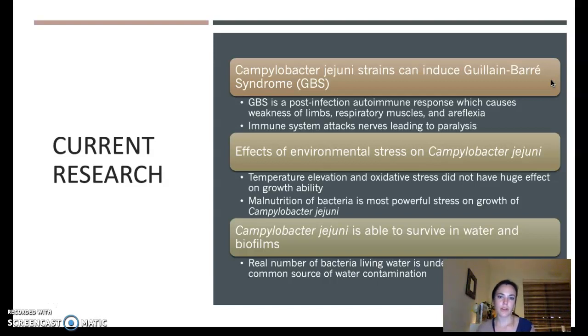They're also researching the effects of environmental stress on Campylobacter jejuni, finding that temperature elevation and oxidative stress is not having a big effect on its growth ability, but malnutrition is having the most powerful effect on inhibiting its growth. They're also finding that the number of living bacteria in contaminated water is more than they thought, and that it's actually able to survive in water in biofilms for several months.